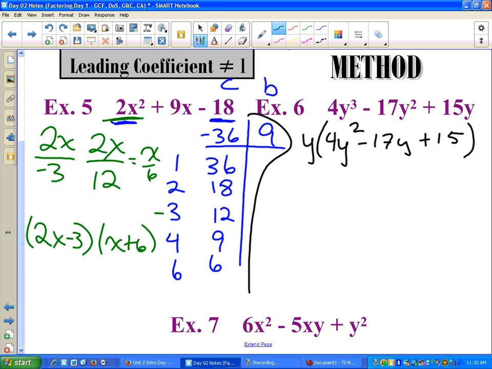Now that I've taken out the greatest common factor, I can create my little table. And again, the question remains the same. I need to multiply the 4 and the 15. What's 4 times 15? 60. What multiplies to be 60 and adds to be negative 17?